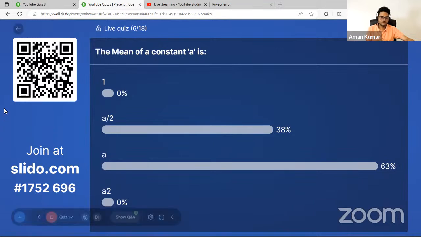How the mean of a constant a can be a by 2, I don't know. There is a constant 5. What is the mean of that? How can it be 5 by 2? I don't know who has said a by 2 in this.